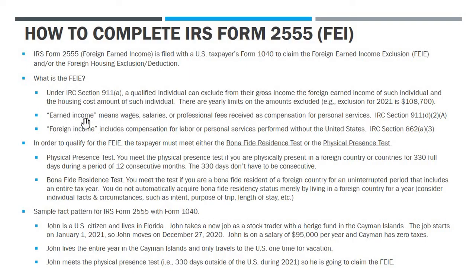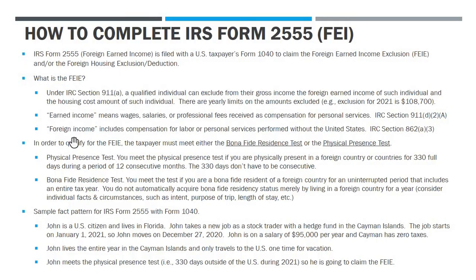So what is earned income? Well, earned income is wages, salaries, or professional fees received as compensation for personal services, right? So you've actually got to be the one doing the work, right? You can't set up a company and have an employee do it on your behalf. You've got to be the one performing the personal services. And that earned income definition, that's within section 911. So you can look at 911(d)(2)(A).